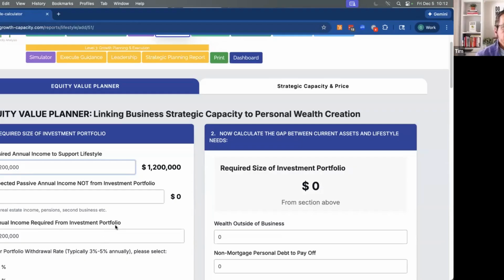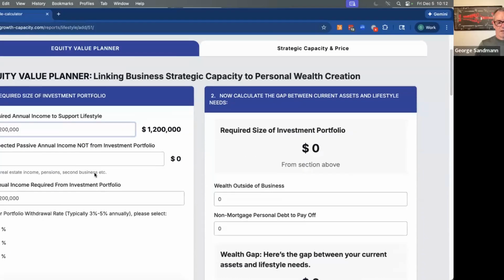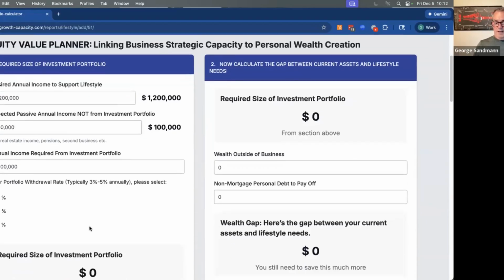Yep. Great. How much passive income will you be getting in retirement? Well, listen, I actually own the manufacturing building, and the rent is whatever it is. I'm just going to put a number in here: $100,000 of passive income. I've got rental properties. Great.